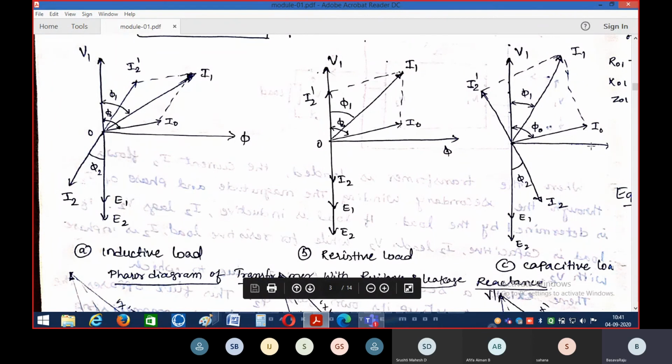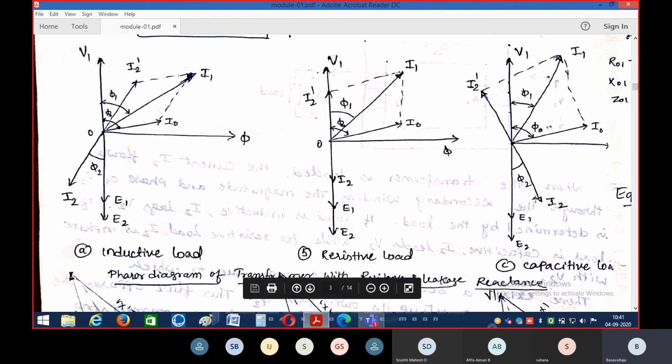Okay. Now let me explain the operation of the transformer during the capacitive load. In the case of a capacitive load, what will happen? The induced voltages E1 and E2 lag behind the current, or we can say that the current leads the voltage by an angle called the power factor angle phi 2. So in the case of inductive load, current lags behind the voltage. In the case of resistive load, current and voltage are in phase. In the case of capacitive load, current leads the voltage by an angle called phi 2.